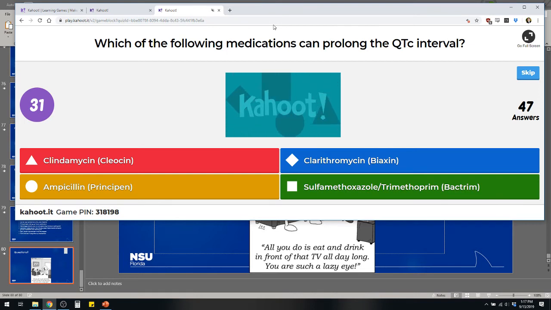What's a normal QTc? Usually 0.44 seconds or 440 milliseconds. For men, a little bit shorter, and a little bit longer, like 450, for females.